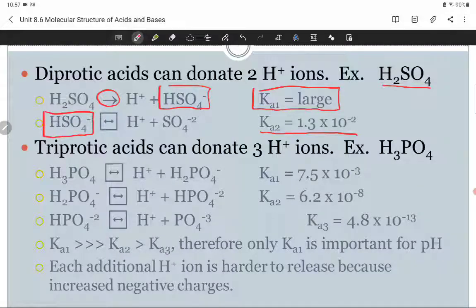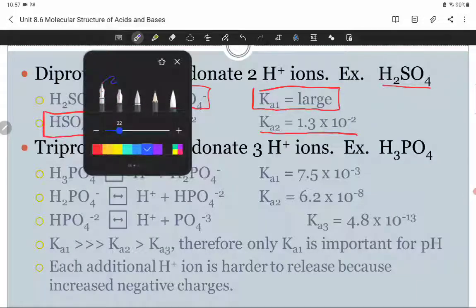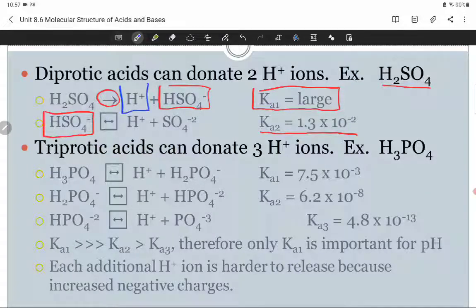Now, let's go with a different color here. The H positives that are produced in the first reaction, remember, is full left to right, so it makes a tremendous amount of H positive. This second dissociation is only partial, and so you add very little H positive compared to the initial H positive.